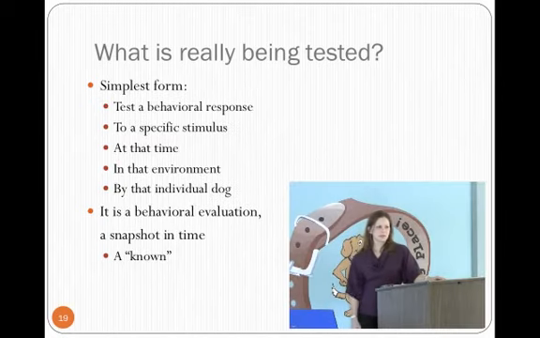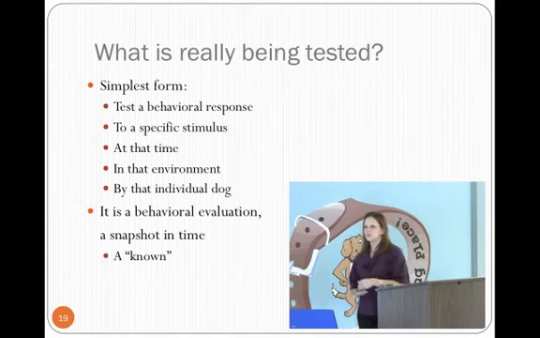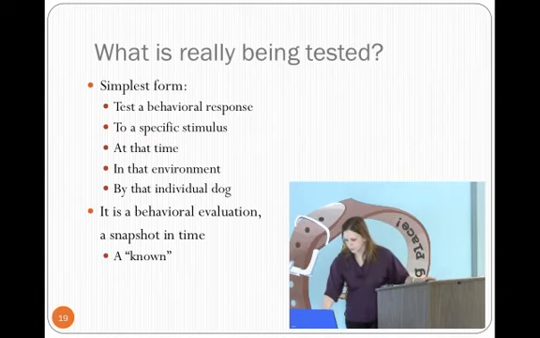And so what are we really testing? So in the simplest form, when you break it down to the very basics, a temperament test is testing a behavioral response to a very specific stimulus at that time in that certain environment by that individual dog. So it's a behavior evaluation. It's a snapshot in time of that dog's behavior. And that's something that we know. I mean, that's something that we can prove.